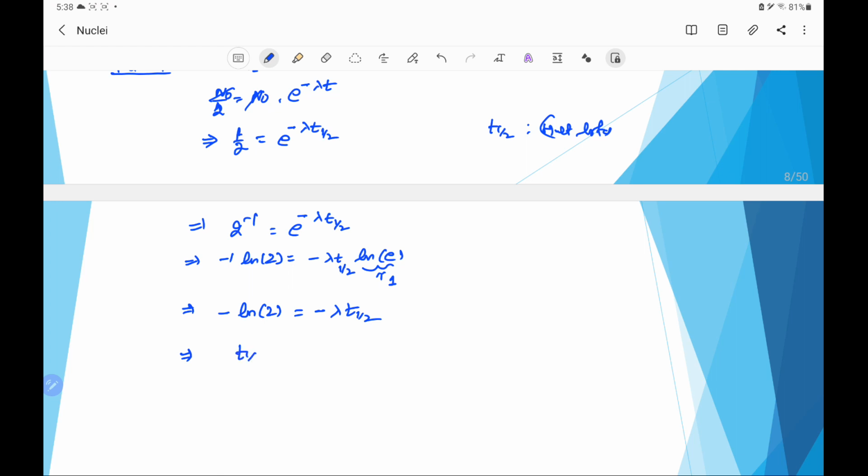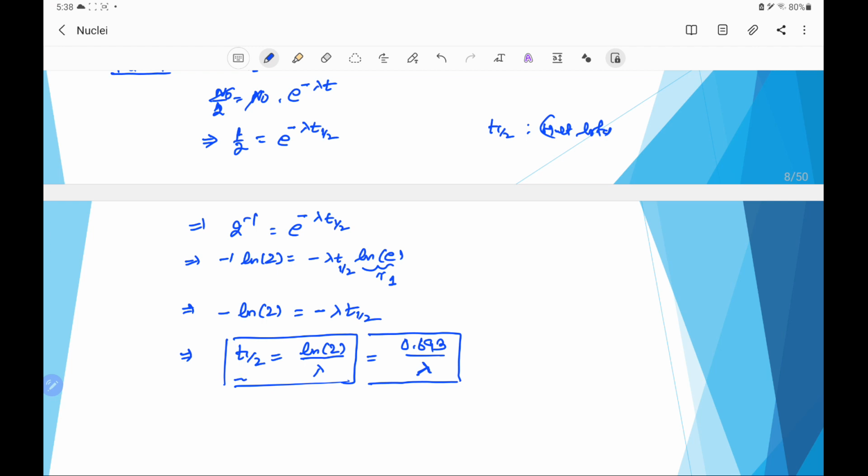Therefore, T1 by 2 will be equal to log of 2 divided by lambda. If we substitute the value of log 2, it will be 0.693 divided by lambda. Therefore, if we know the decay constant lambda, we can find the half-life of the radioactive substance.